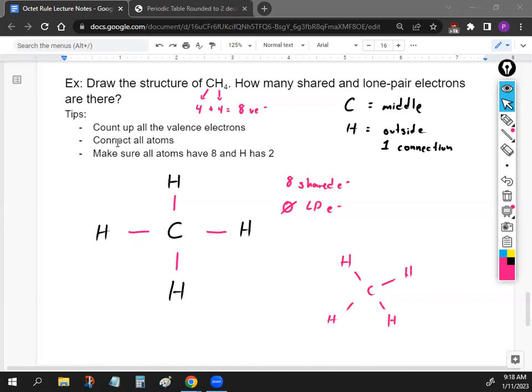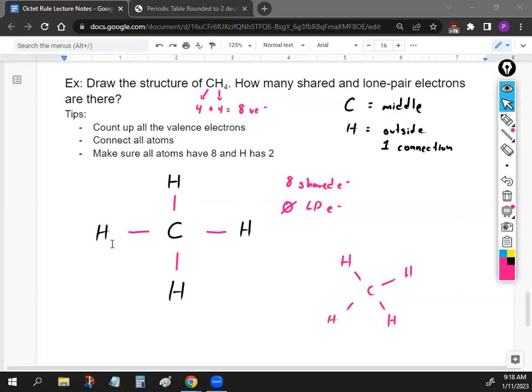Why didn't we get any electrons? The dots, the lone pairs. Yeah, it doesn't have any because we don't have enough electrons to do that. Because we only had 8 to work with, right? All the hydrogens need to connect to carbon. And once you made all the connections, you used up all your electrons.